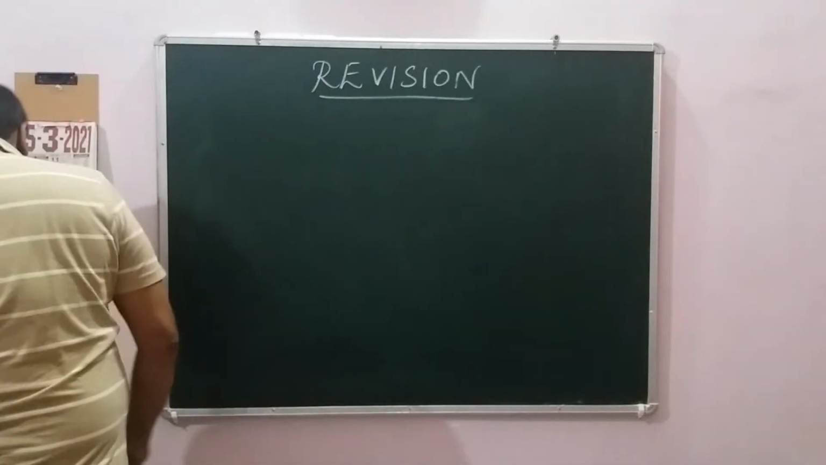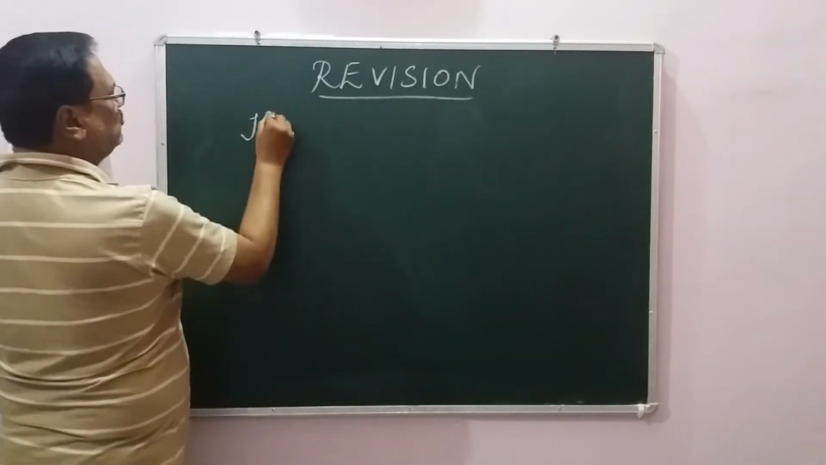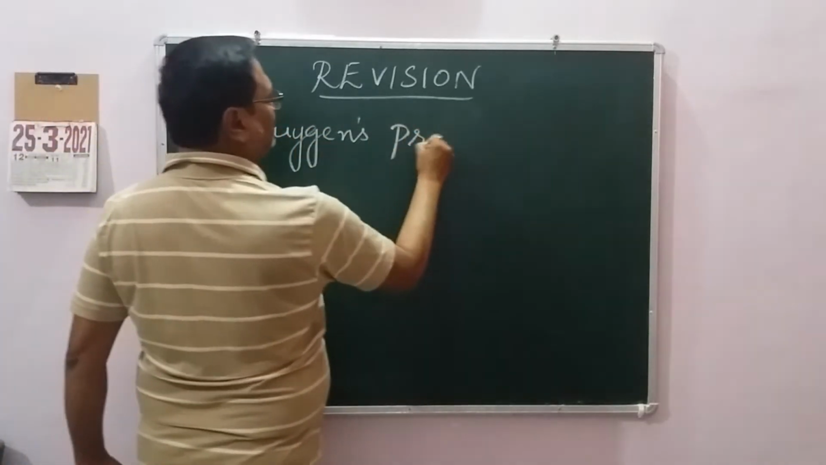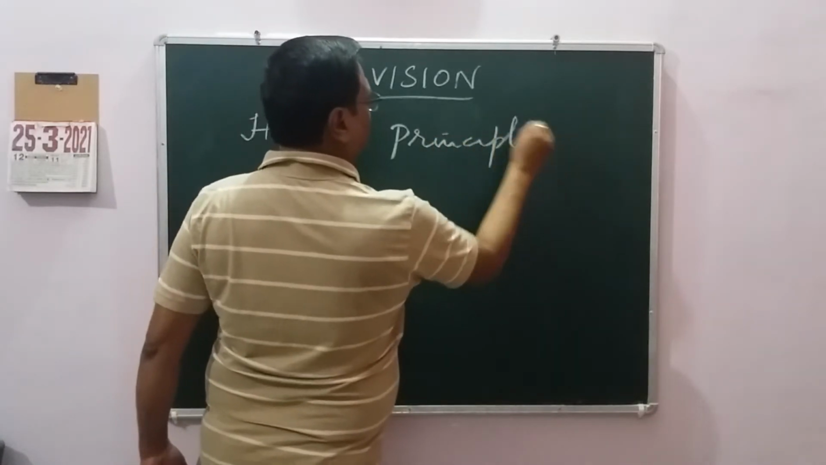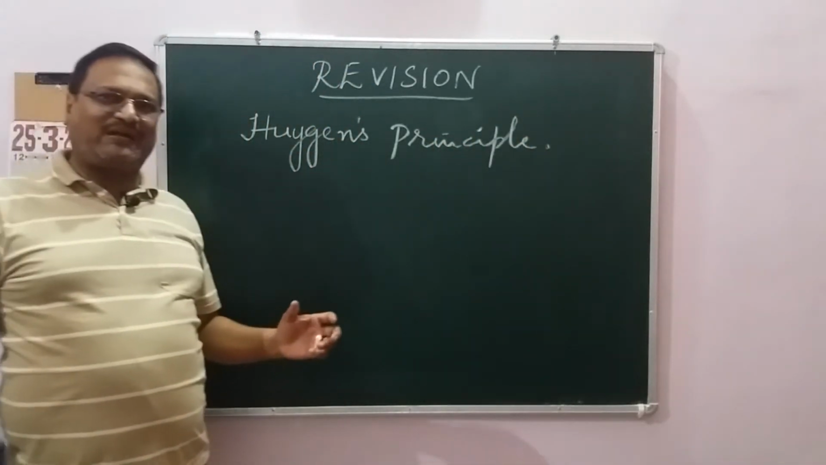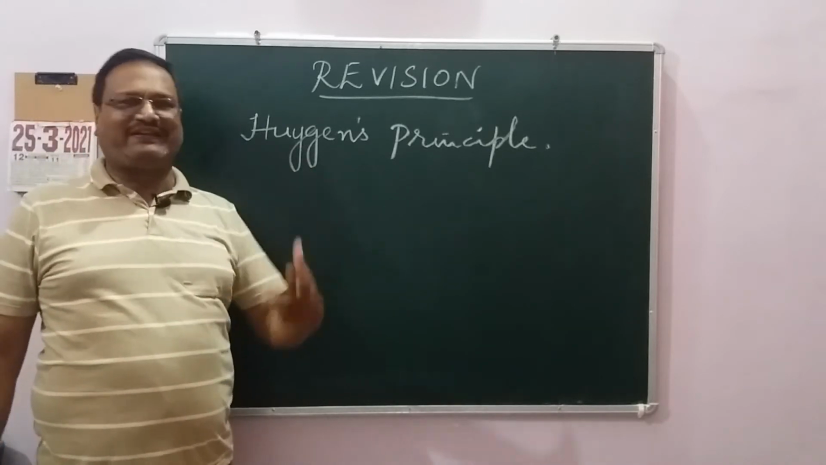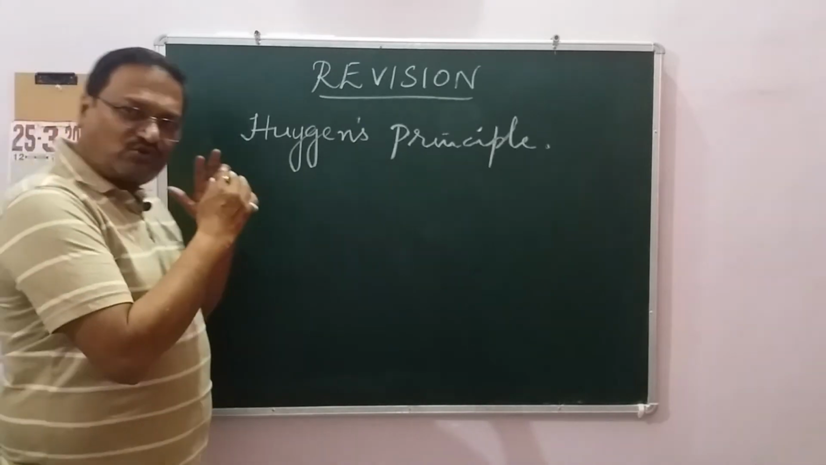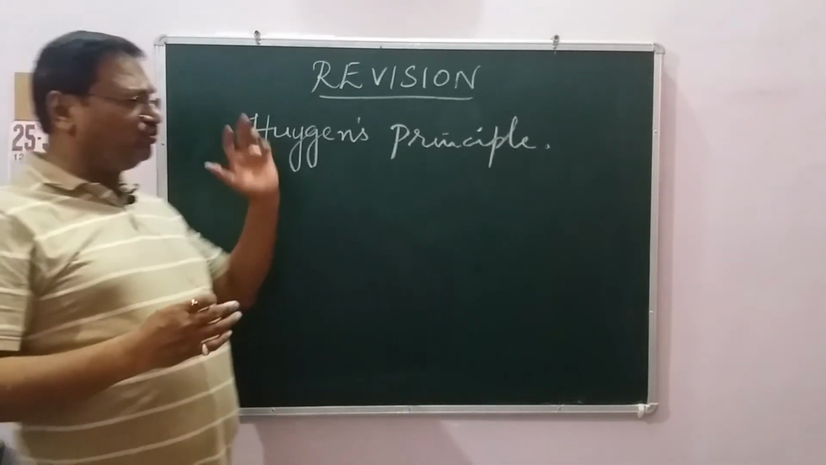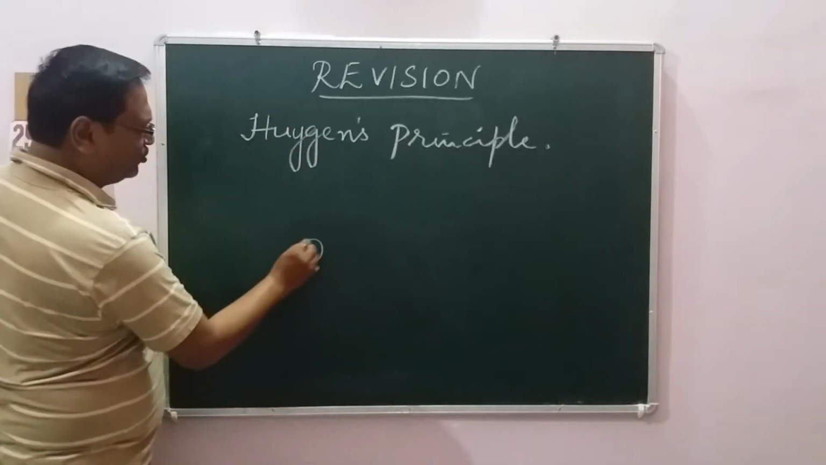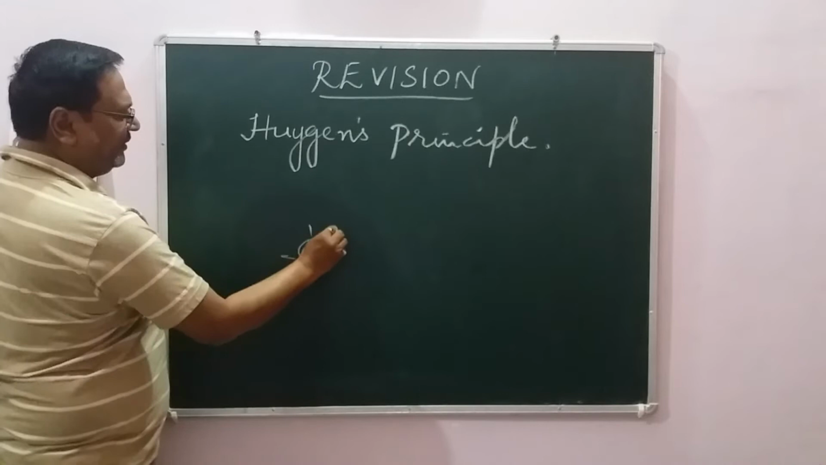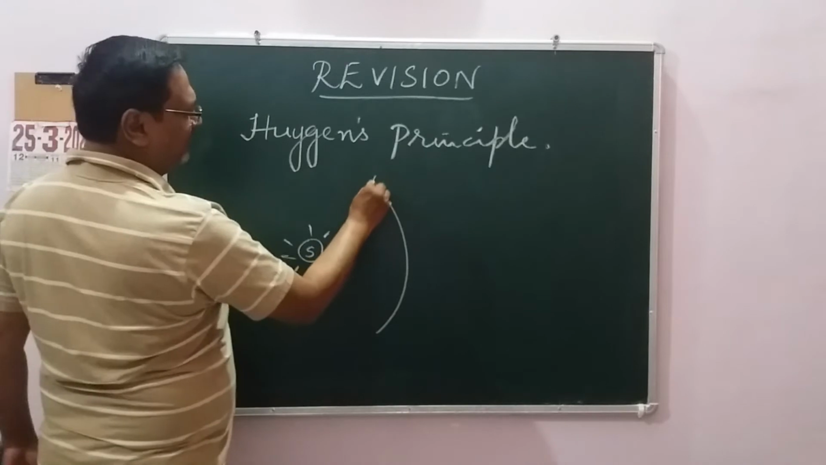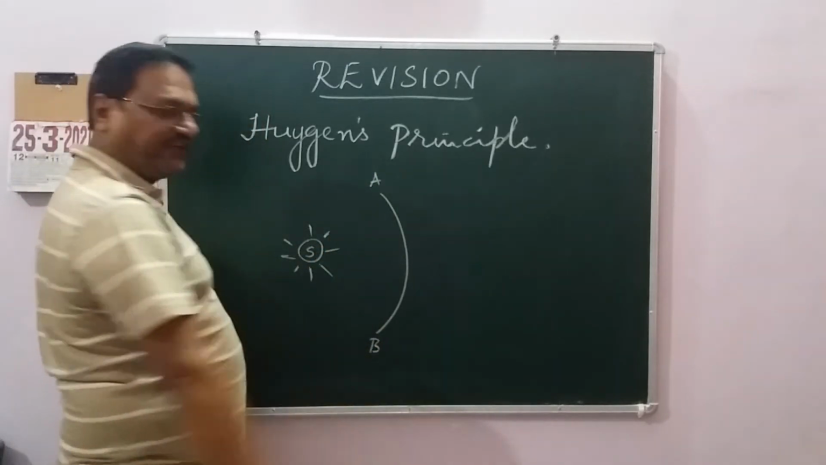Then further down, you will be learning about Huygens' Principle. These are revision videos. I am not elaborating more, I am giving you an idea. Huygens' Principle talks about how to create a new wave front. This is the source of light. Light is being emitted in all directions. Let us say this is the wave I have got. This wave AB is the wave I have got.